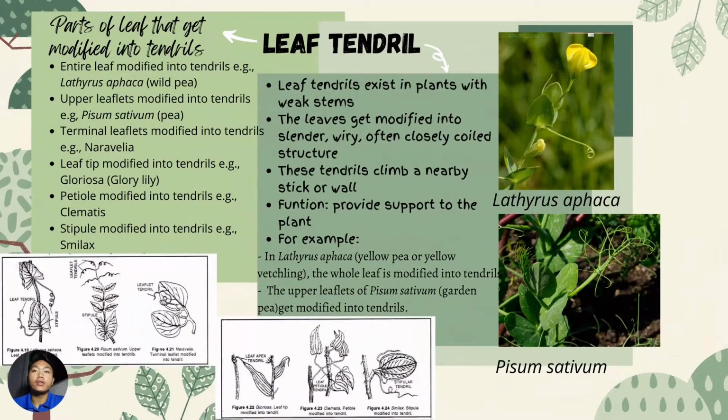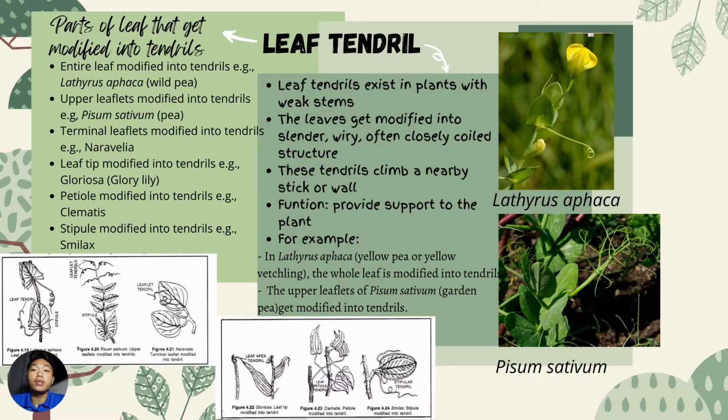Okay, so the first modified leaf is leaf tendril. Leaf tendrils exist in plants with weak stems. The leaves get modified into slender, wiry, often closely curled structures. These tendrils climb a nearby stick or wall. So the function of this leaf tendril is to provide support to the plant. For example, in Lathyrus aphaca or yellow pea, the whole leaf is modified into tendrils.